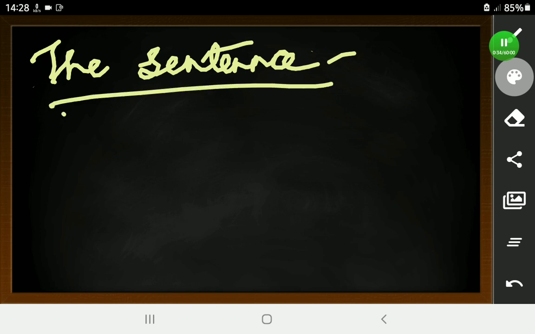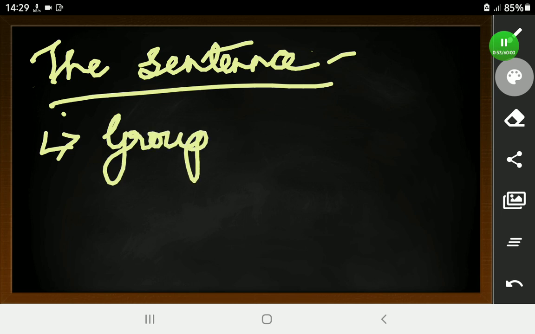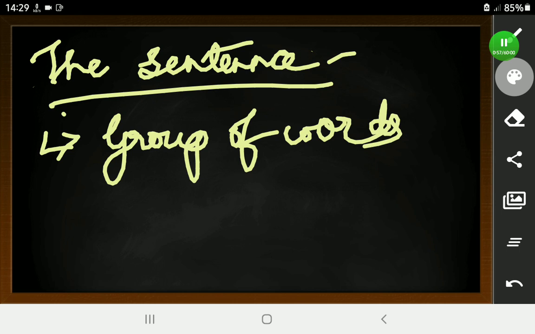So a sentence is actually a group of words. We use many words in our daily life. So a sentence is actually the group of words we use in our daily life. So the sentence is number 1 point, a group of words. A sentence is a group of words.